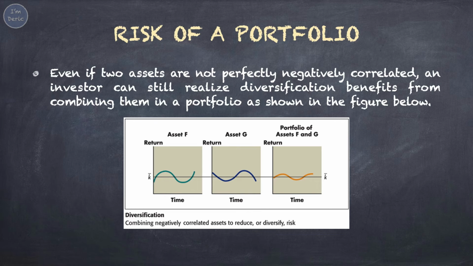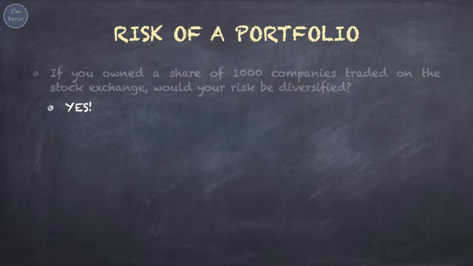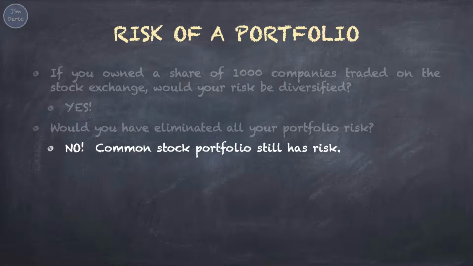Even if two assets are not perfectly negatively correlated, an investor can still realize diversification benefits from combining them in a portfolio, as shown in the figure. The risk after combining two assets becomes lower. So if you owned a share of 1,000 companies traded on the stock exchange, would your risk be diversified? The answer is surely yes. But would you have eliminated all your portfolio risk? Then the answer is no.